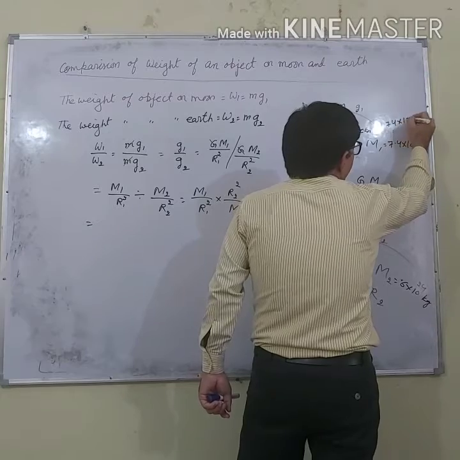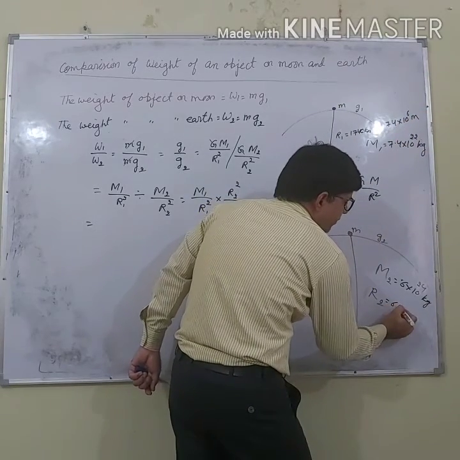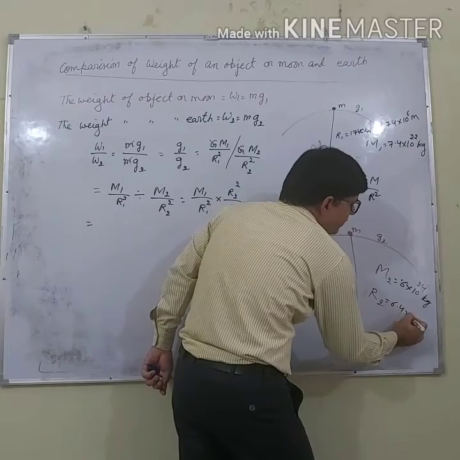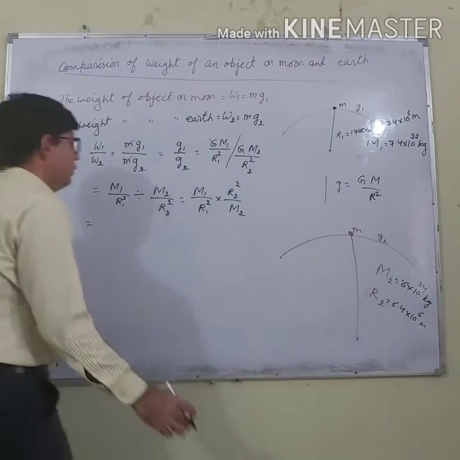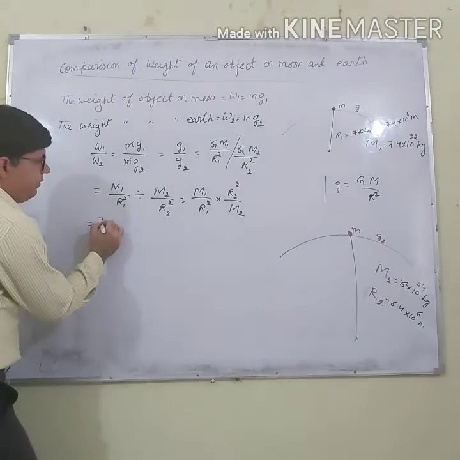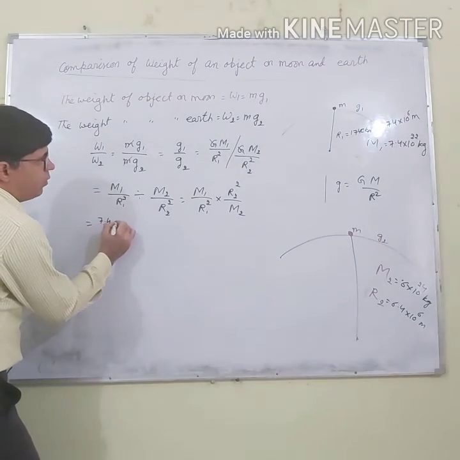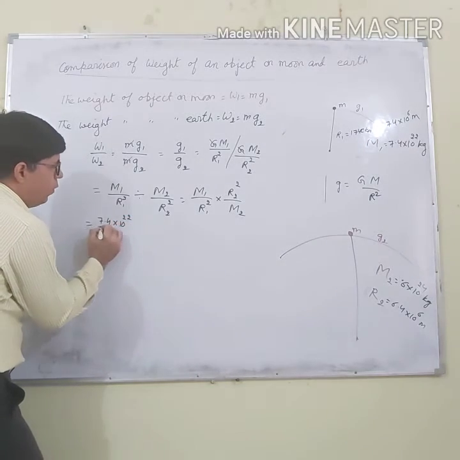1.74 × 10^6 meter. And the radius of Earth is 6400 kilometer, you can say 6.4 × 10^6 meter. So when you put in the values, m1 is 7.4 multiplied by 10^22.